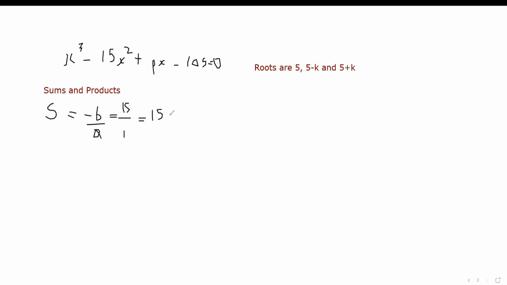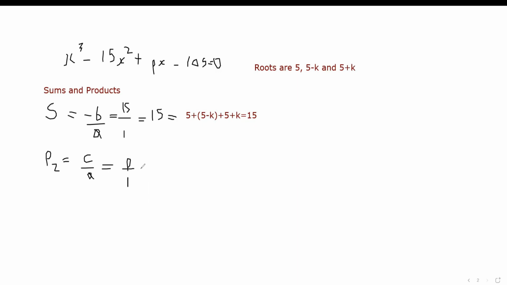Yes, sir. All right, so the sum is 15, and 15 is equal to the 5 plus the 5 minus k plus the 5 plus k. All right, so 15 is equal to 5 plus 5 minus k plus 5 plus k, which is true because we end up with both sides equal to 15. So you say that's good so far. The next thing we know is the product of the roots taken two at a time is equal to c over a. In this case, c over a is going to be p over 1.